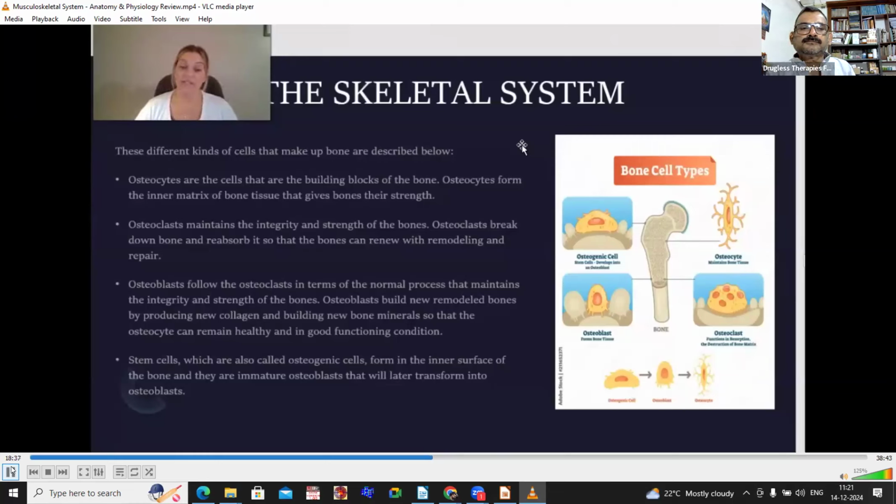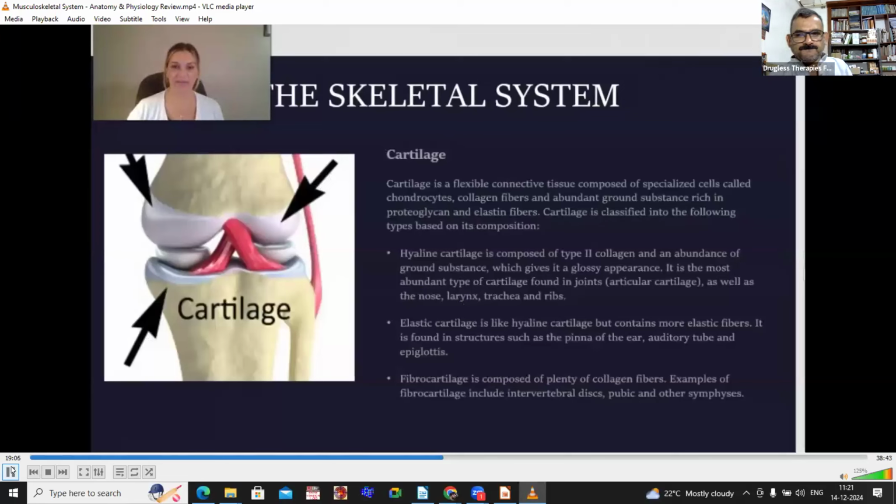And then you have the stem cells of the bone, also known as osteogenic cells, and these cells help to form the inner surface of the bone. They are immature osteoblasts that will later mature into osteoblasts. Skeletal system, as we discussed way in the beginning of this lesson.